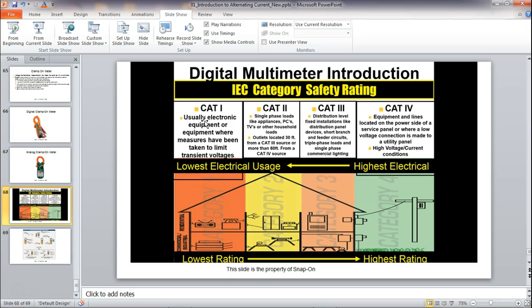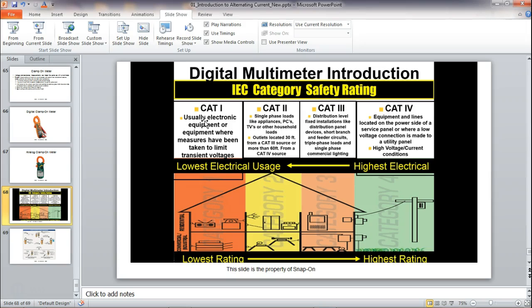If you're going to work on single phase AC power, then you're going to need at least a Cat 2 meter. Now, what you have to understand, these meters are downwardly compatible. So that means if I've got a Cat 2 meter, then we can use it as a Cat 1 meter, but I can't use a Cat 1 meter in a Cat 2 application safely.